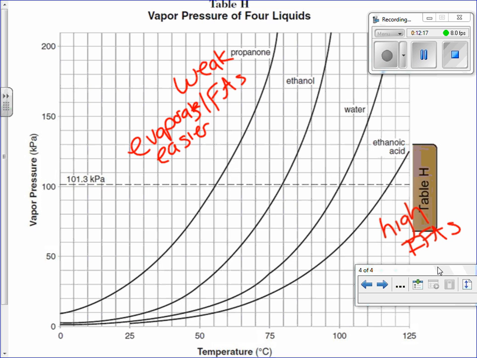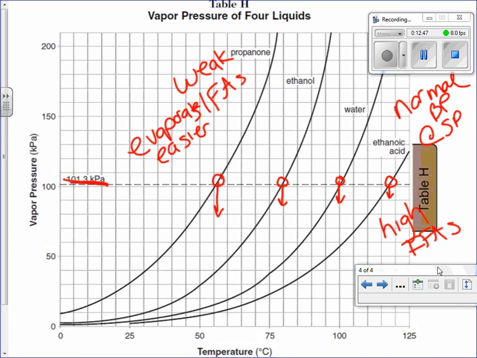Okay? Normal boiling points are where they cross this dotted line. Okay? 101.3. So the normal boiling point of propanone would be the temperature associated here. Ethanol would be the temperature associated here. Water would be the temperature associated here. And ethanoic acid. Those are your normal boiling points. So normal boiling point is at standard pressure. Okay?